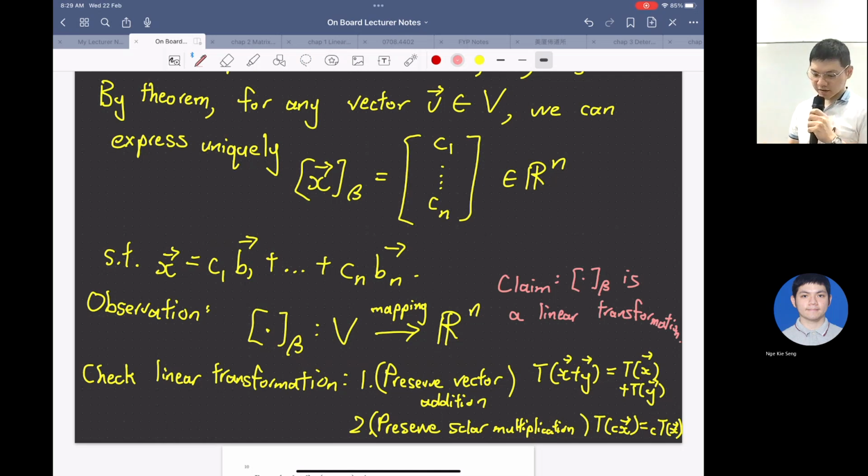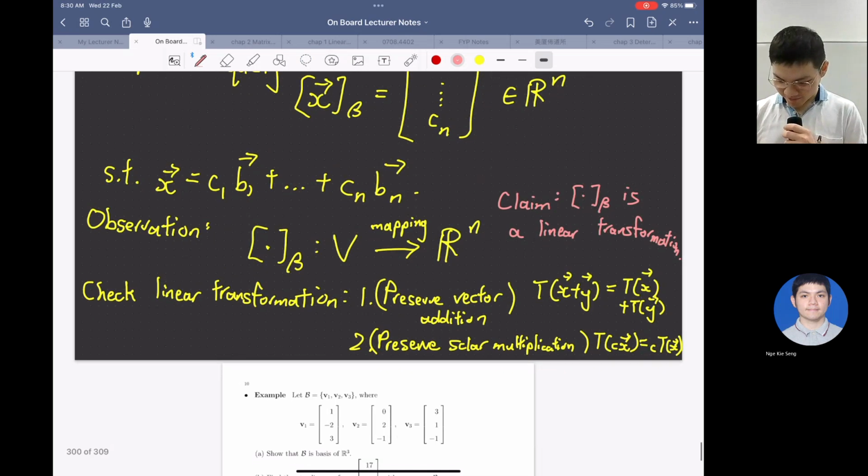So the claim here is this is a linear transformation. It satisfies these two properties. Do you want to see why this mapping is a linear transformation, or do you want to try yourself? You want to see? Okay.